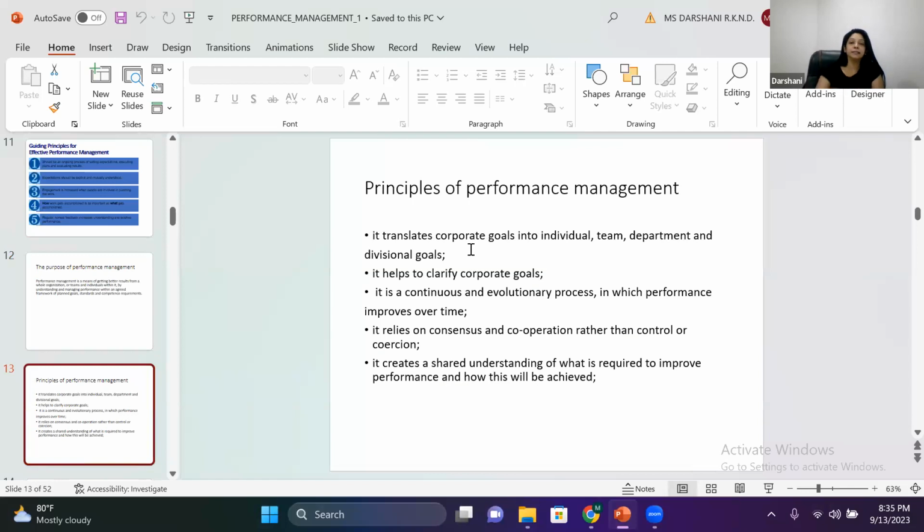You can see translating corporate goals into individual and team goals. We discussed this. If you do not translate the individual goals to organizational goals, they will never work.